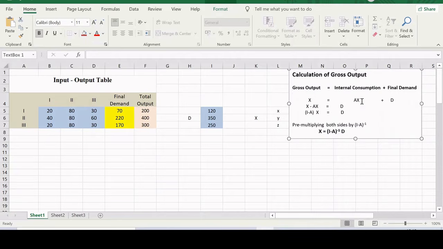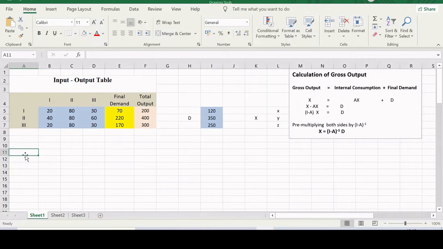Now what is matrix A? Matrix A is called the technology matrix. Each and every element of the technology matrix gives us the input to output ratio, that is the input requirement per unit of output for each sector. Now to find out the gross output, we also need matrix A along with matrix D and matrix X. So let's see how to calculate the elements of matrix A.